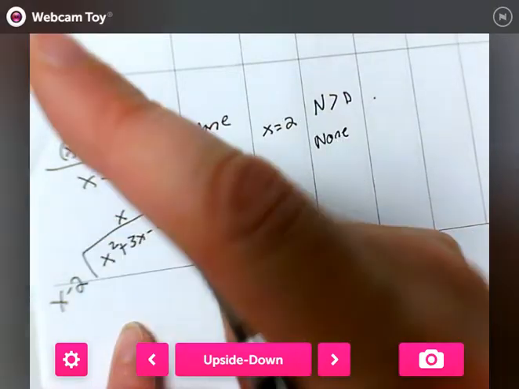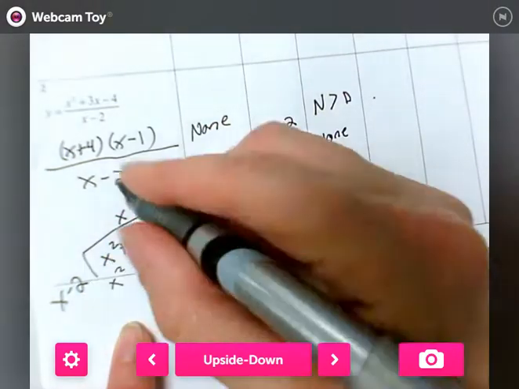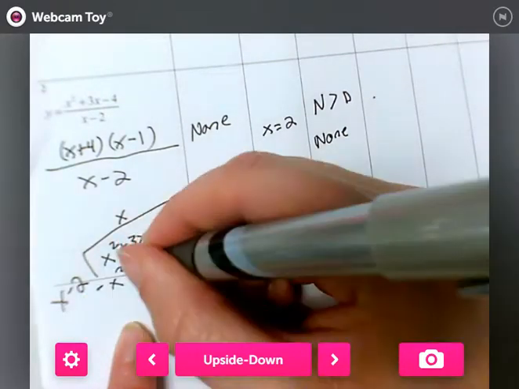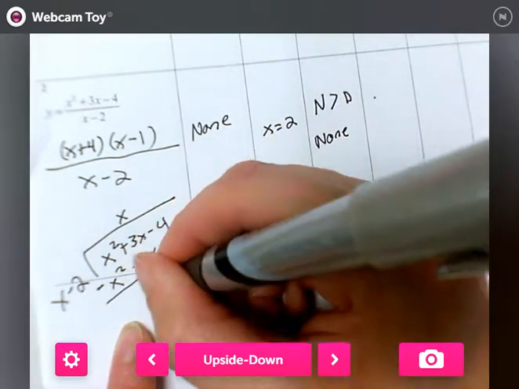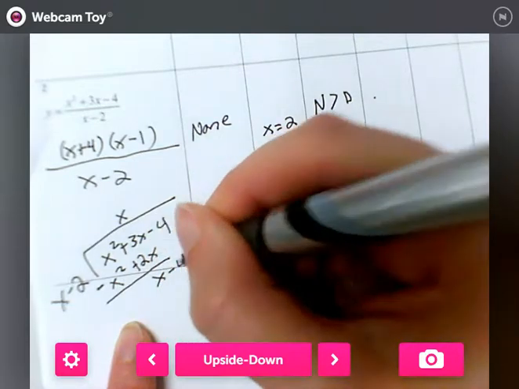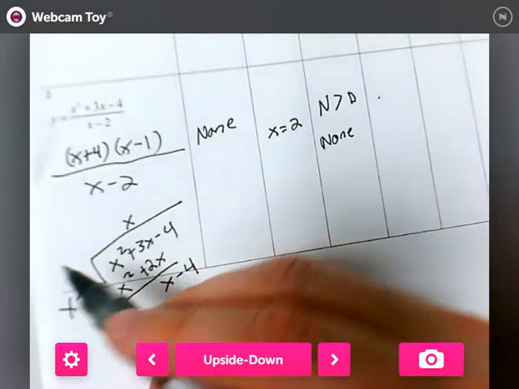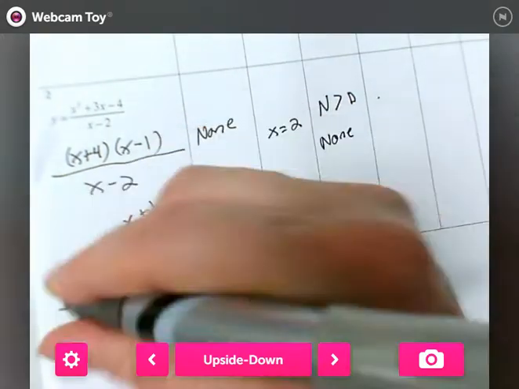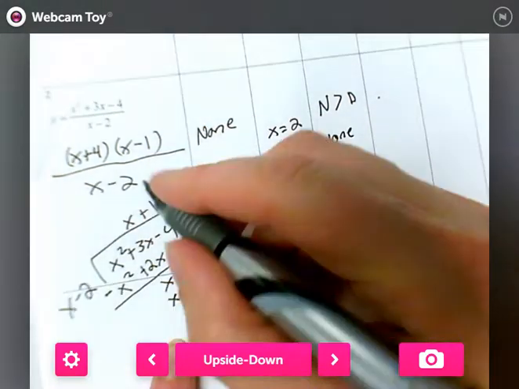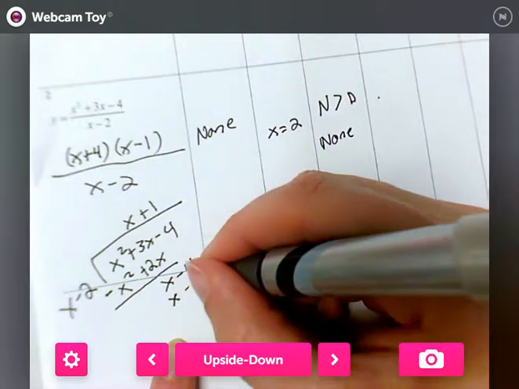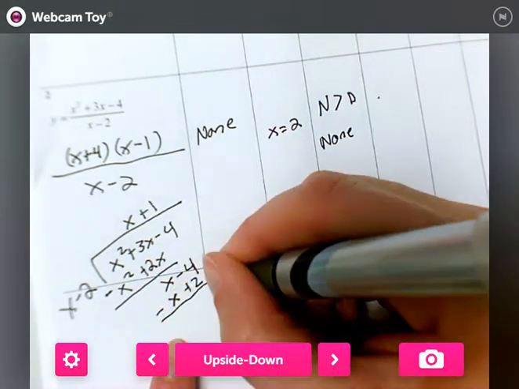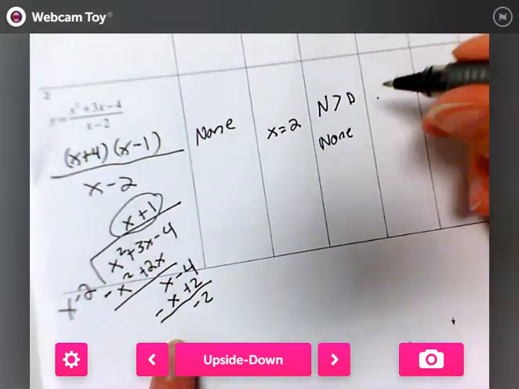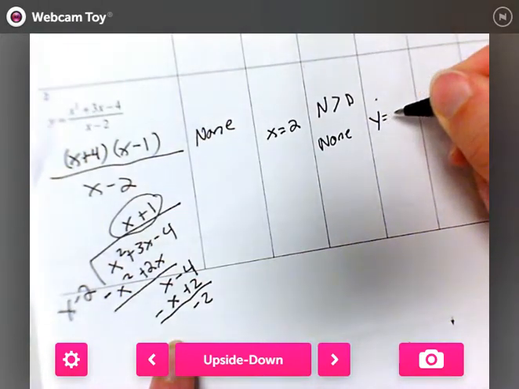X times x is x squared. X times -2 is -2x, and then I'm going to change my signs and add straight down. Okay? All right. X goes into x minus 4 one time. So we get x. X minus 2 is -2. I'm going to change my signs. Add right down. I get -2 as my remainder, but this is my oblique asymptote right here. Y equals x plus 1.